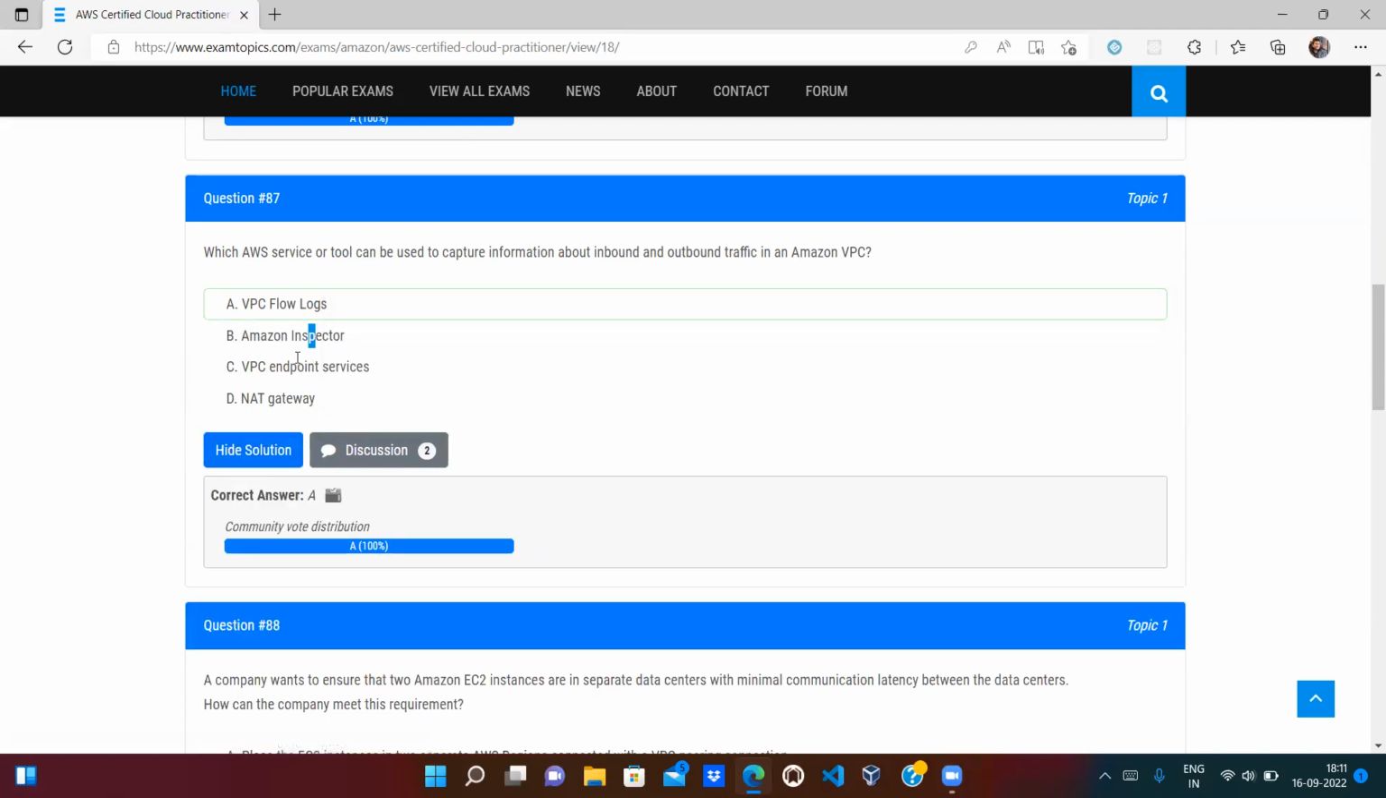The VPC endpoint service, NAT gateway, Inspector: nothing like that. Inspector is just to do the security scan. NAT gateway is just for the subnet. So VPC flow logs is the right answer.